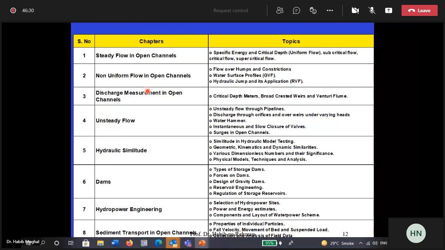In case of steady flow in open channels, we want to discuss the specific energy, critical depth, subcritical flow, then the critical flow and the supercritical flow. These things we will discuss in this chapter. In the second chapter, non uniform flow in open channels, we will discuss flow over humps and constrictions, and contracted sections, and then the water surface profiles and gradually varied flow and hydraulic jumps etc. In the third chapter, discharge measurement, we will discuss various devices to measure discharge, like critical depth meters, broad crested weirs, and the Venturi flumes.